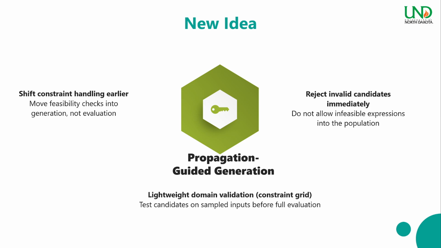To do this efficiently, we have something called a constraint grid, which is a lightweight check. It's just a sampled set of inputs from the domain, and we evaluate the expression on those points and check for features like invalid logarithms or division instability. We're not trying to change operators or restrict the search space artificially. We're just trying to ensure that what's generated is usable before it participates in the evolutionary process itself.